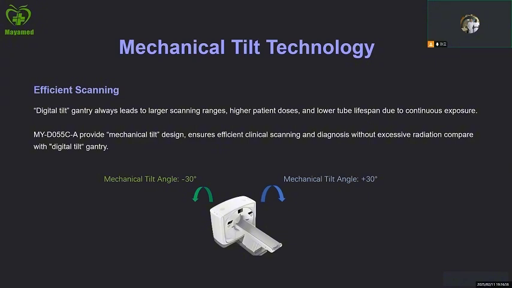As we can see in the picture, we use a mechanical tilt from minus 30 degrees to plus 30 degrees. This mechanical tilt helps to reduce the dose to the patient.